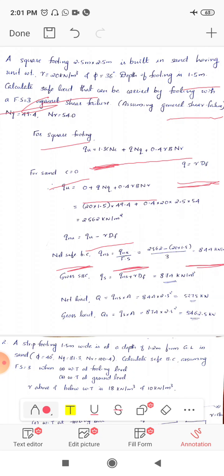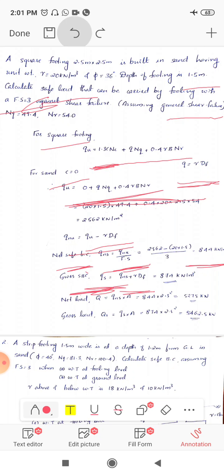Then gross safe bearing capacity qs is obtained by adding the surcharge component, that is qns plus gamma Df. So these definitions we have studied in the first lecture of this third module. All the terms, all the equations and relationships should be learnt by heart: ultimate bearing capacity qu, the equation derived by Terzaghi. Then qnu is equal to qu minus gamma Df, and qns is equal to qnu by factor of safety, net safe bearing capacity. Then qs, the gross safe bearing capacity, is equal to qns plus gamma Df.